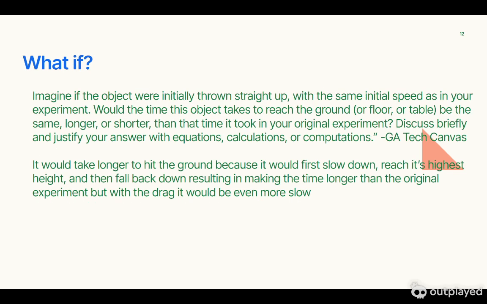Imagine if the object were initially thrown straight up with the same initial speed as in your experiment. Would the time this object takes to reach the ground, floor, or table be the same, longer, or shorter than the time it took in your original experiment? Discuss briefly and justify your answer with equations, calculations, or computations.